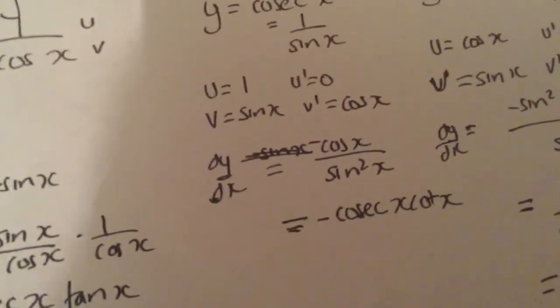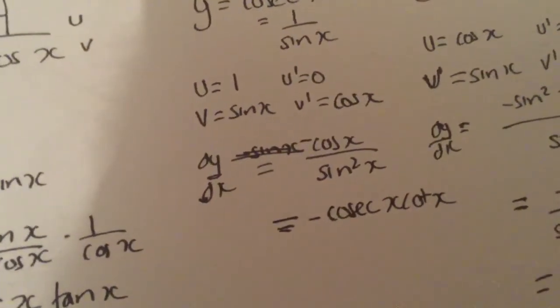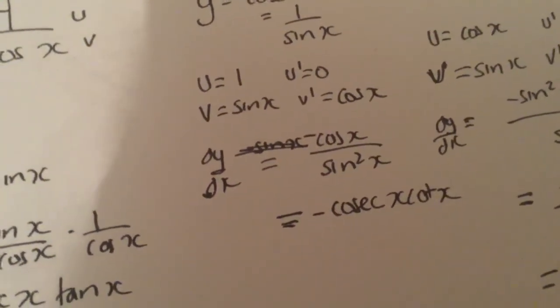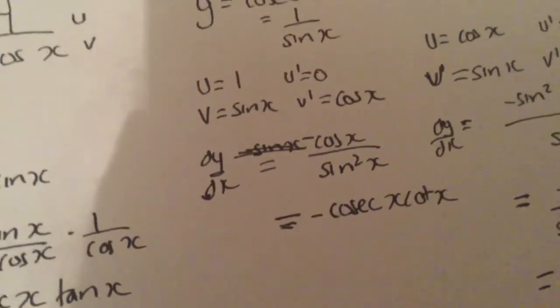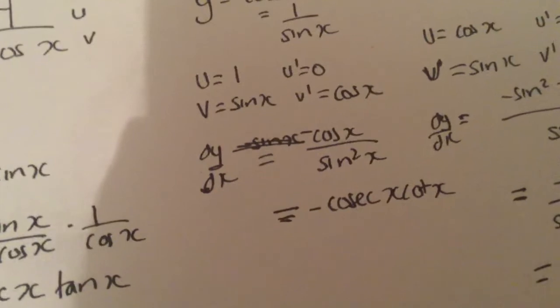I'm sorry, I made 2 mistakes there. Can I just recap that? Cot is the reciprocal of tan. So if tan is sine over cos, cot is cos over sine. That's why I can go from minus cos x over sine squared x.